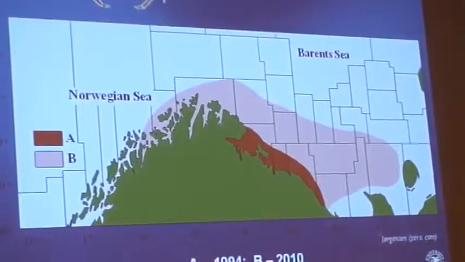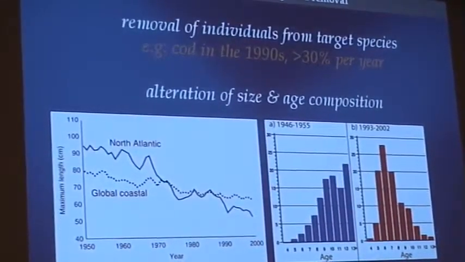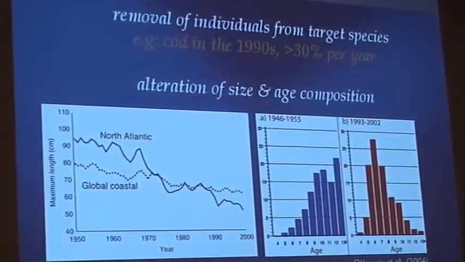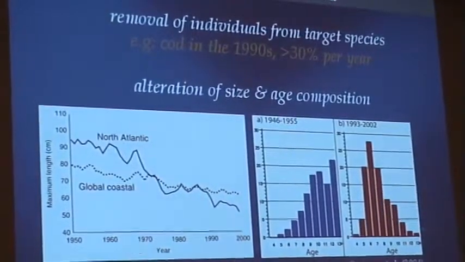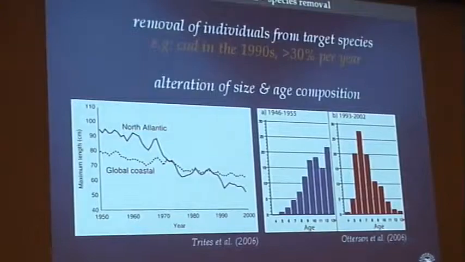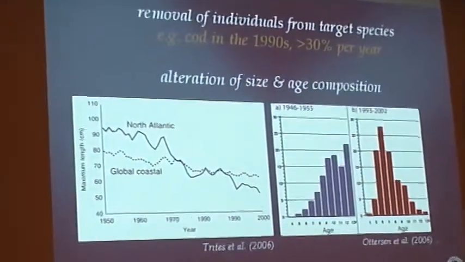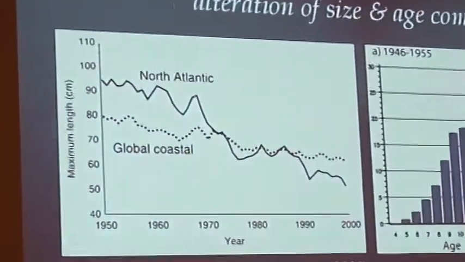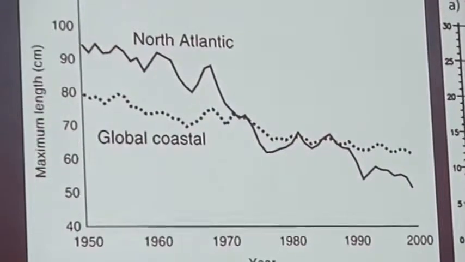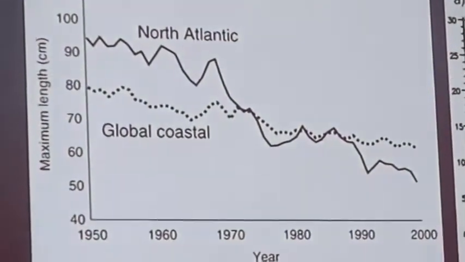The other thing that fishing does, which is quite important, is that fishing is selective on size, so it will primarily remove large and old individuals. And what you can see on the bottom left graph here is the evolution of the mean maximum length of fish in the global ocean and in the North Atlantic. And you see that globally, large fish tend to disappear from the system. This is even stronger in the North Atlantic.